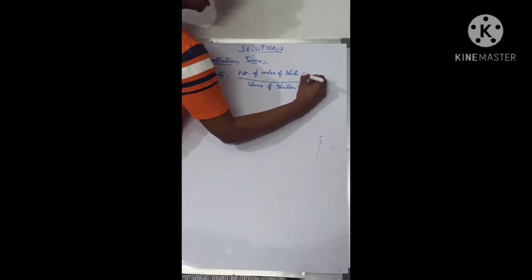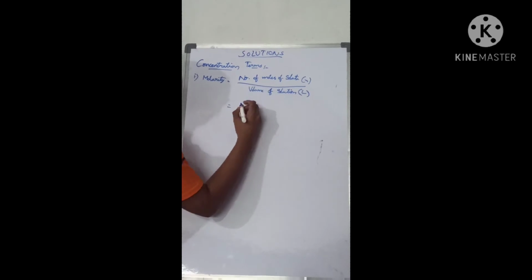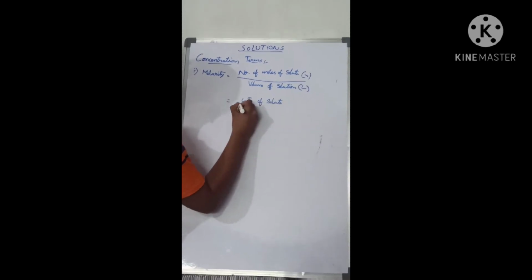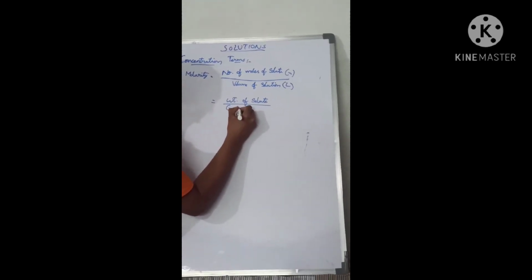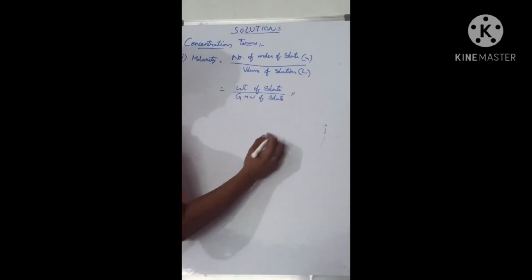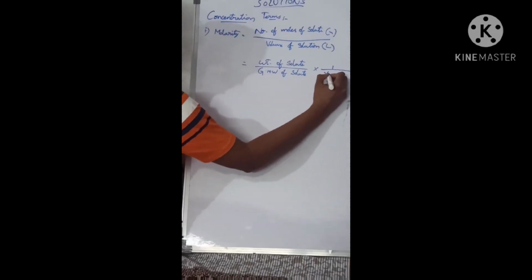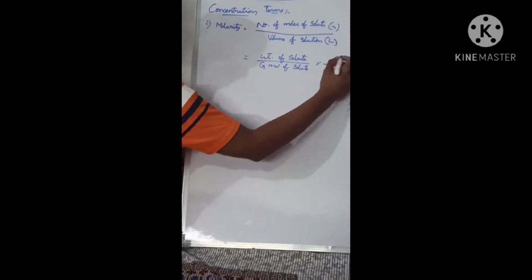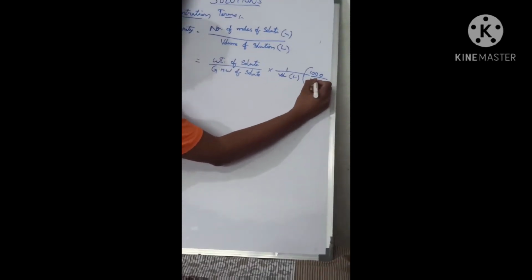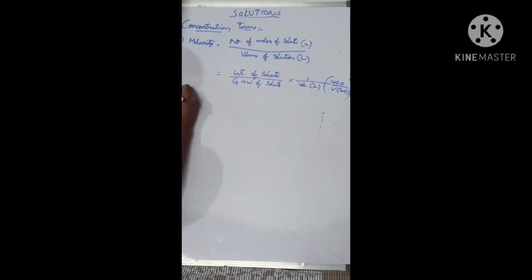What is the number of moles of solute? We can denote it as small m. We can also write the number of moles of solute as weight of solute by gram molecular weight of solute, into 1 by volume of solution in liters. Otherwise, we can also write it as 1000 by volume of solution in ml, milliliters. This is molarity.